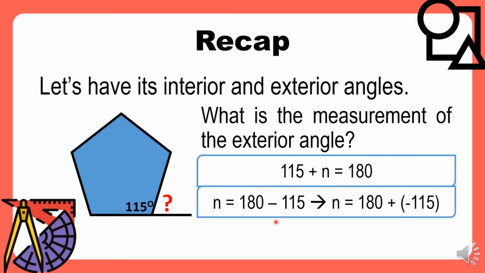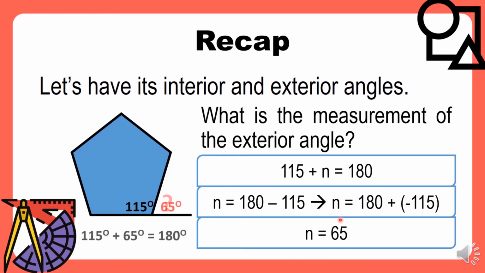Again, we need to follow the rule in subtraction of integers. First, keep, change, and then proceed to the addition rule. Add the common sign, and subtract the unlike sign, then copy the sign of the greater absolute value. And our math sentence will be n is equal to 180 plus negative 115. Do not forget to follow the rule. And n, or the measurement of the missing angle, is 65 degrees. 115 degrees plus 65 degrees is equal to 180 degrees.